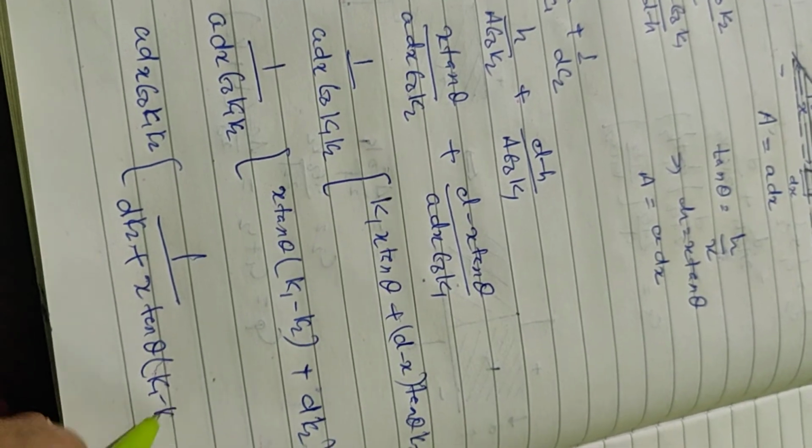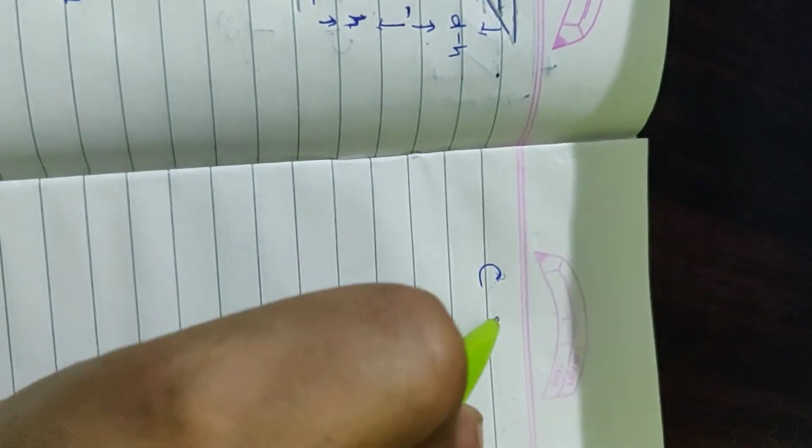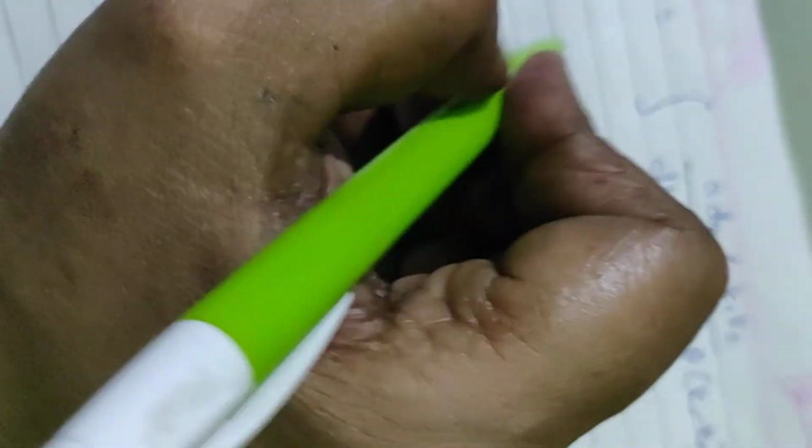k1 minus k2. And then to find the final solution, what we are going to do is we will integrate over the expression. So C would be equal to integration of a dx epsilon naught k1 k2 divided by dk2 plus x tan theta k1 minus k2. Now you have to integrate over this expression. You already know how to integrate the expression.